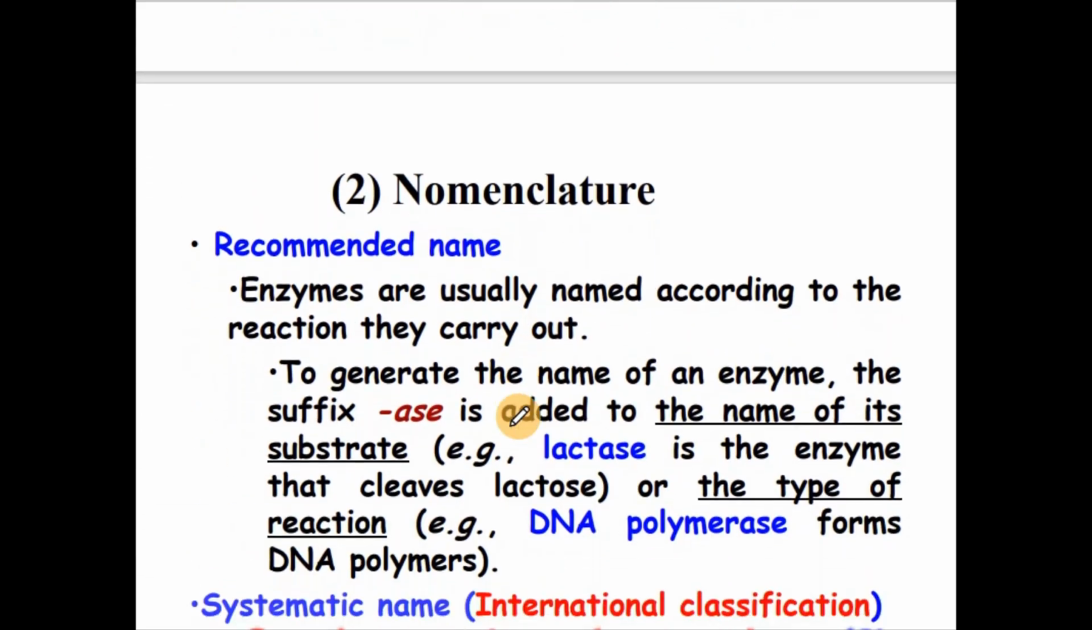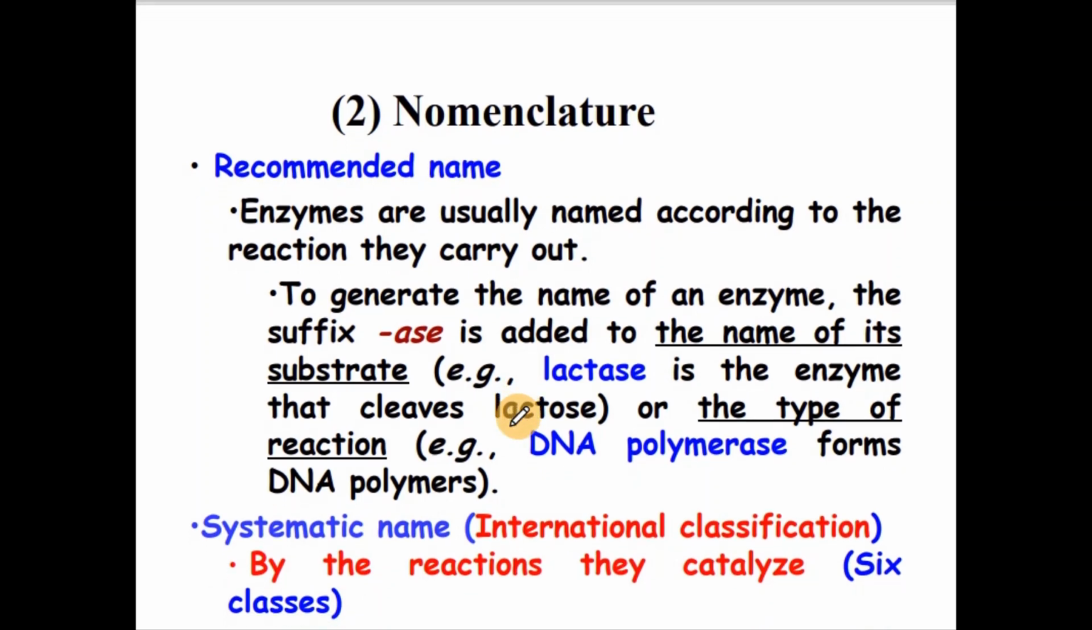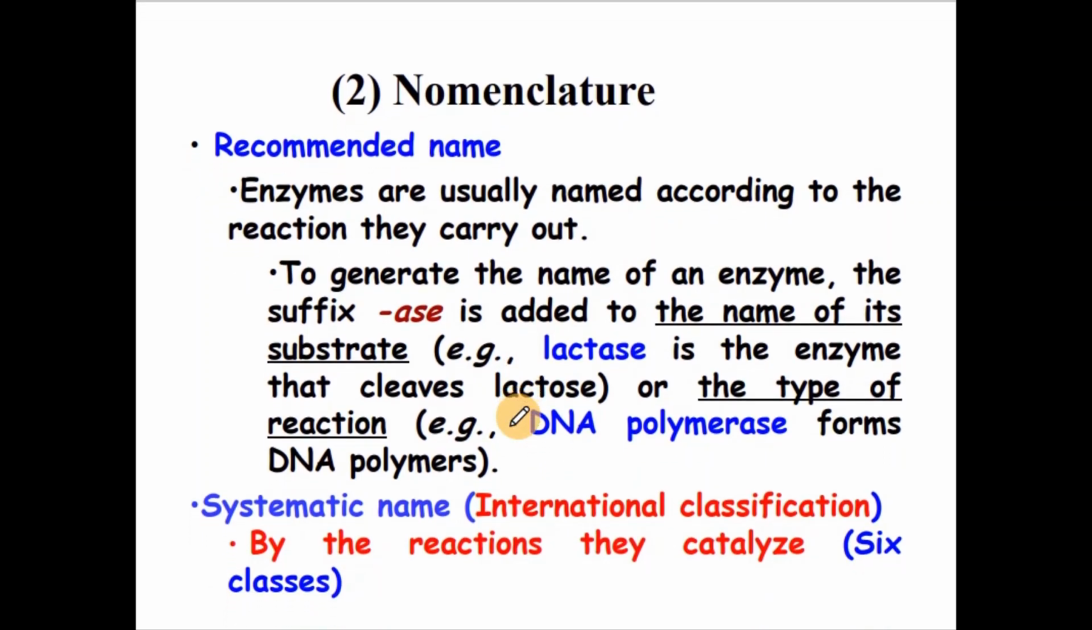Now let's look at how enzymes are named, or the nomenclature of enzymes. As the name implies, enzymes are normally named by the reaction they catalyze, or sometimes by the substrate they catalyze. To get the name of an enzyme from a substrate, the suffix -ase is always added to the name of the substrate.